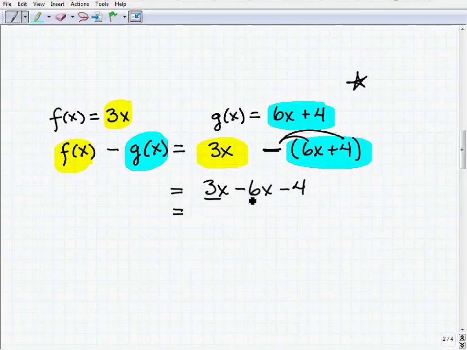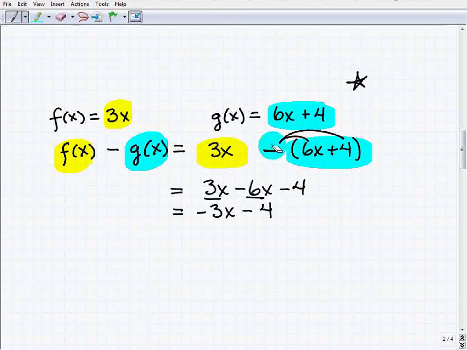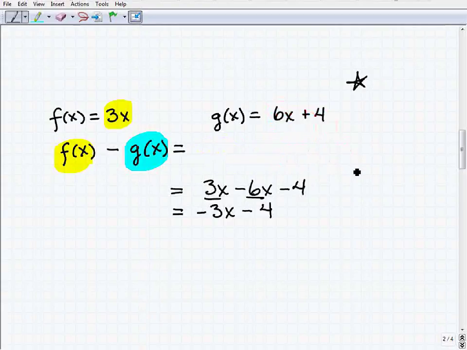All right, now we combine like terms. We have negative 3x minus 4. Okay, so that is the correct answer. That's the difference of those two functions. Now let's see what would happen. Back up here. Let's see the mistake that students make.